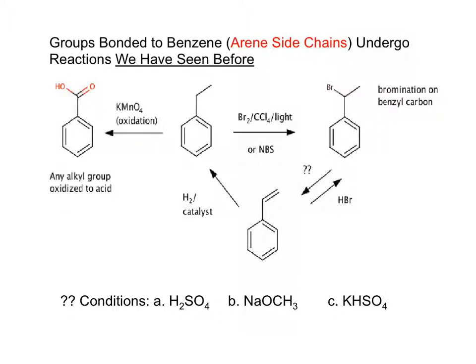So here are a few examples of these arene side chain reactions. Take a look at these reactions and then stop the video and identify the reaction conditions for this reaction. So to convert the alkyl halide, which has a leaving group, to an alkene, that's an elimination reaction, so you'll need a strong base.